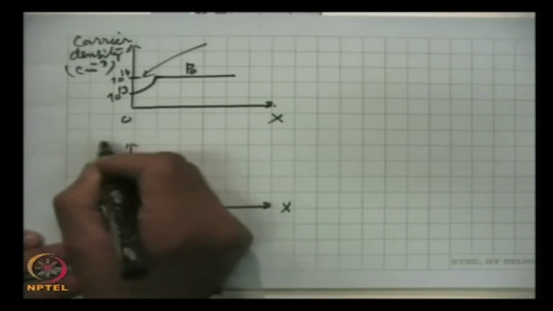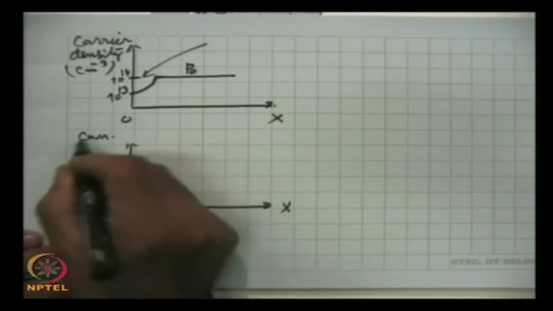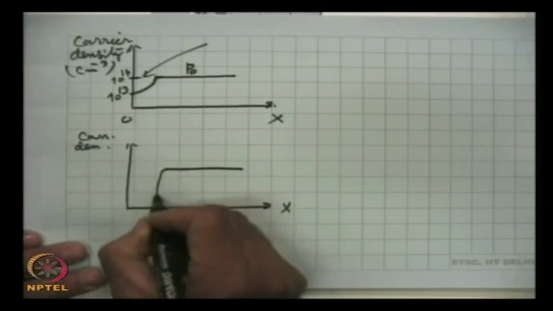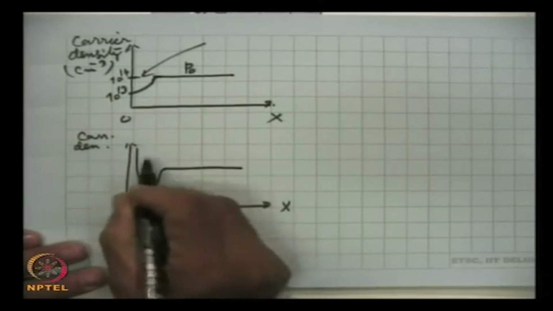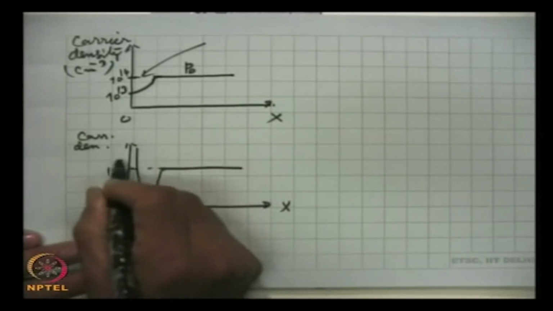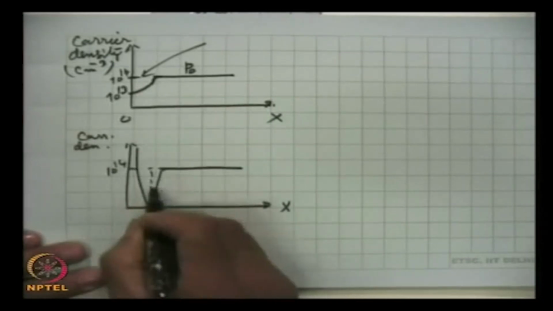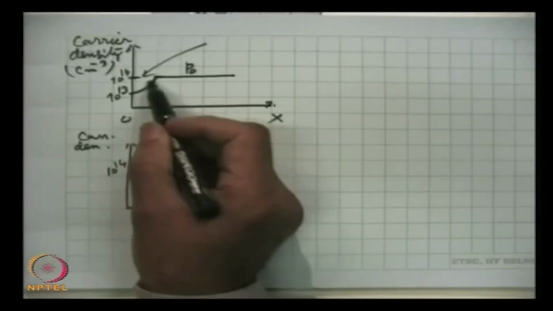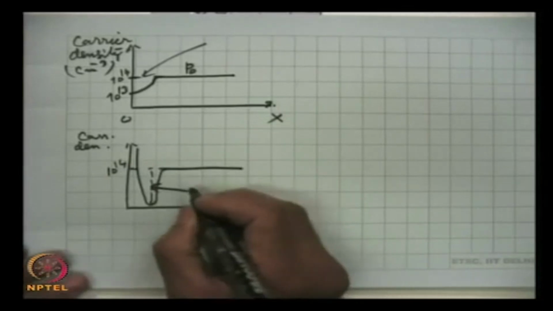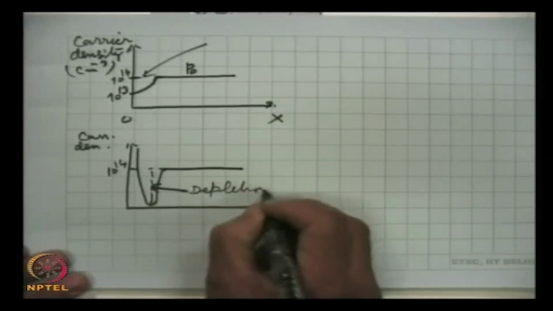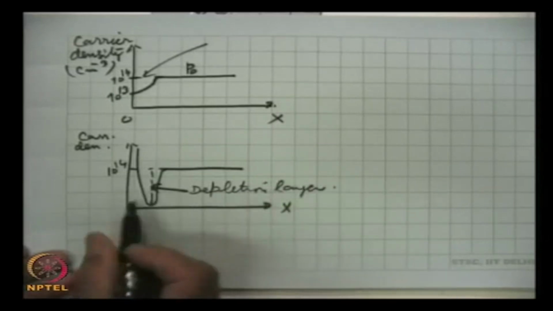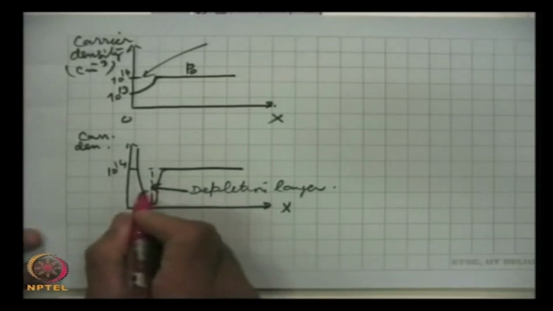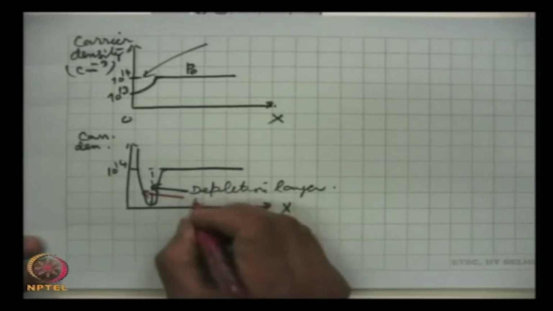This is carrier density, and this is 10 to the power 14 as here. On further increasing, more depletion will occur. So finally, this will be the depletion layer. And this one, let me draw it in red, this is the inversion layer.